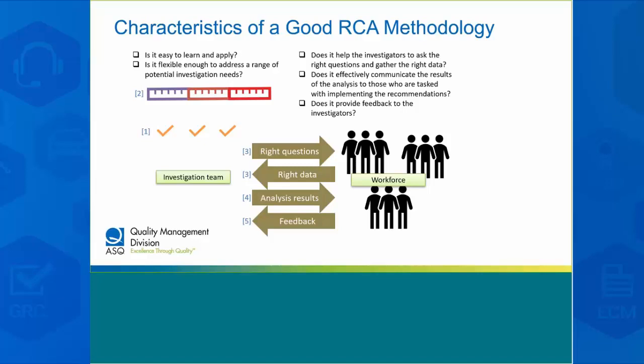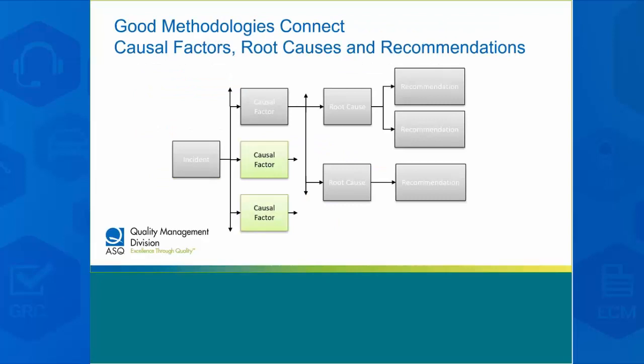So let me do a couple more slides here that hopefully, with some graphics, bring some of these ideas into focus. Good methodologies connect causal factors, root causes, and recommendations. And so this is really conceptually what I want to have happen. I have my incident, I determine my causal factors. For that causal factor at the top in gray, I determine what the root cause is, the management system performance gap, and then I write recommendations that deal with the root cause, the intermediate cause, and the causal factors.